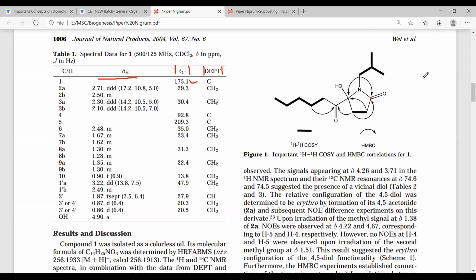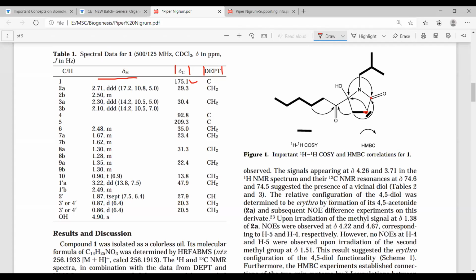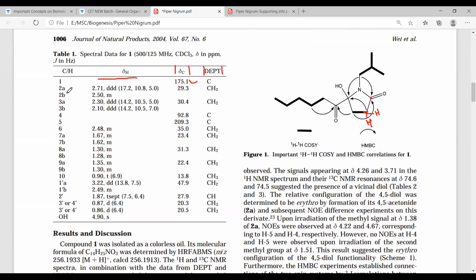Then we'll discuss the number 2 carbon. What about the number 2 carbon, which is a methylene? So how many protons will a methylene have? 2 protons, right? 2 protons are there. Based on that, there are 2 values: one is 2A and another is 2B. So 2A shows 2.71 and 2B shows 2.5. These 2.5 and 2.7 are the delta values collected from the proton NMR spectrum.